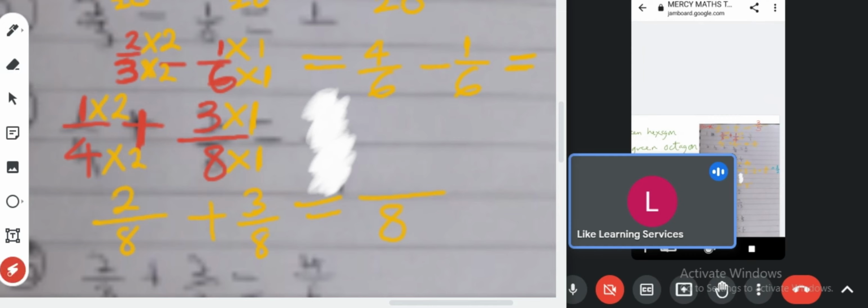For the denominator, I've written 8. That's 8, the same number. Then 2 plus 3 is 5, which is the final answer, okay? So the answer is 5 over 8.